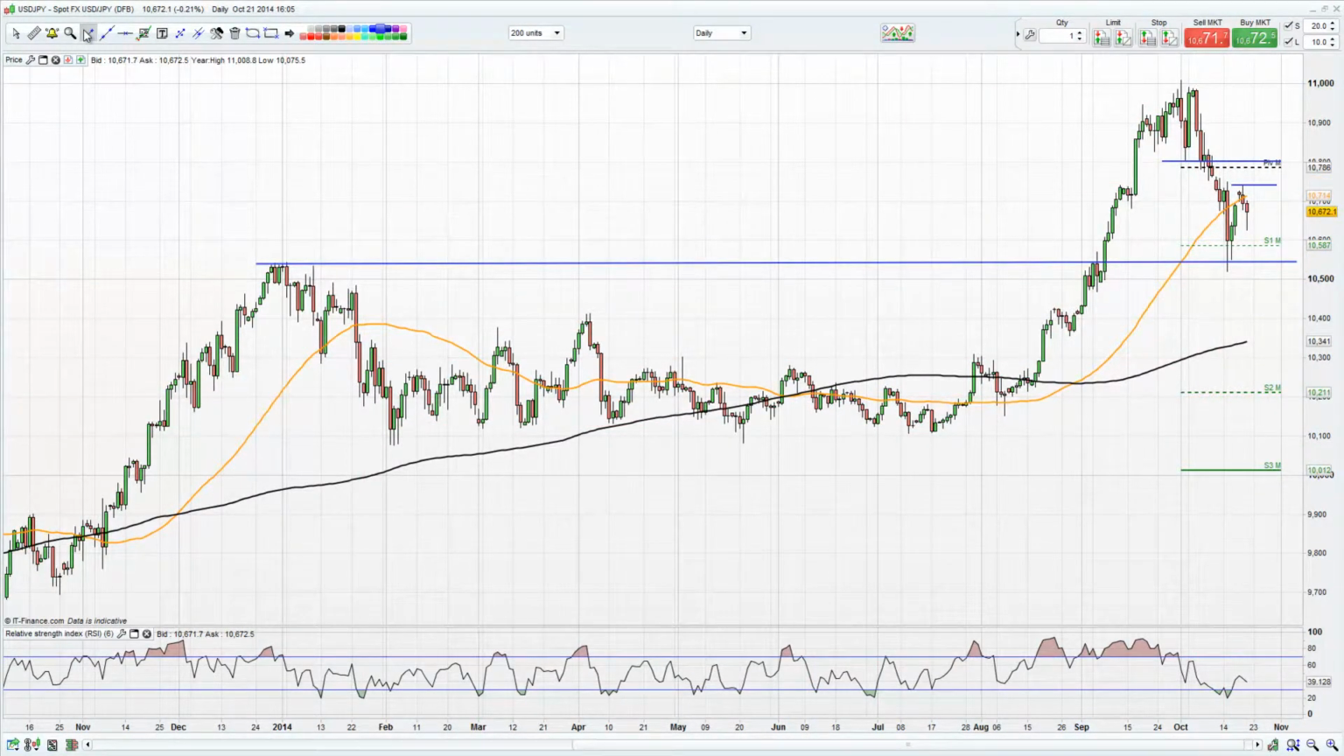Alternatively, only if it was to come back down would I then look for a potential break of this area to look for some short action, but at this moment in time I'm far more bullish than bearish.